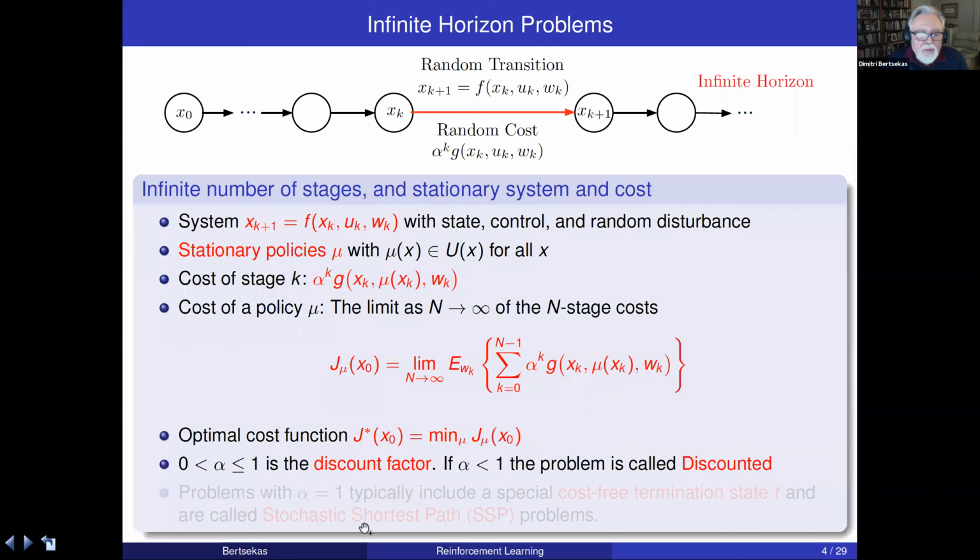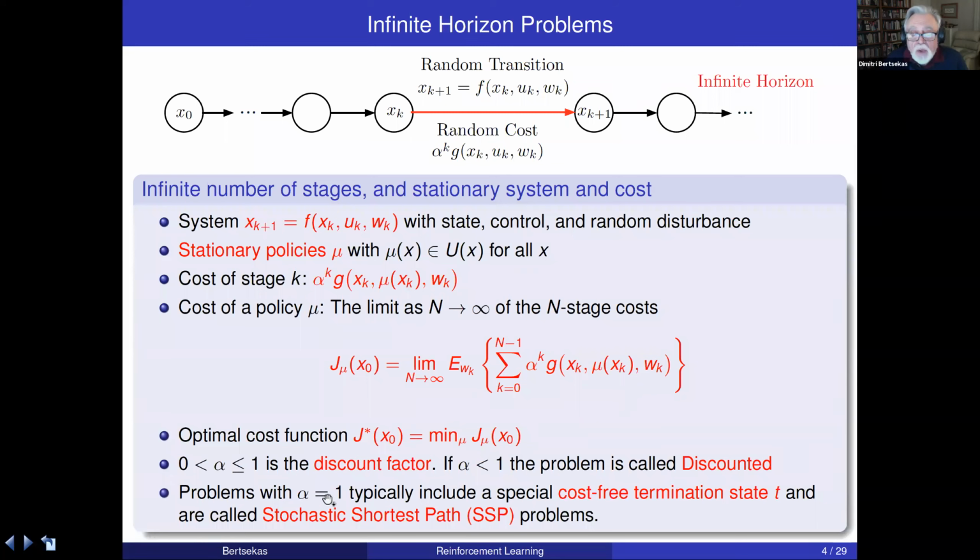Now back to alpha, the discount factor. If alpha is strictly less than 1, then the problem is called discounted. Now for discounted problems, the cost far into the future diminishes geometrically with alpha to the k, and that's what keeps this cost finite. The limit exists, and this is a real number, at least for the problems that we're going to be discussing.